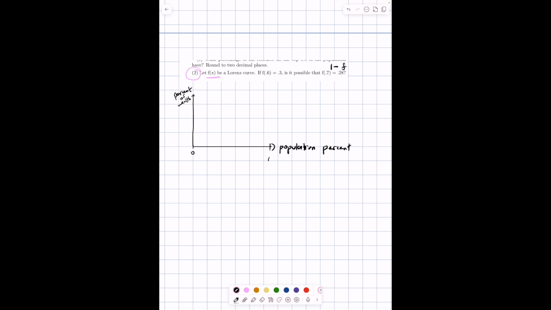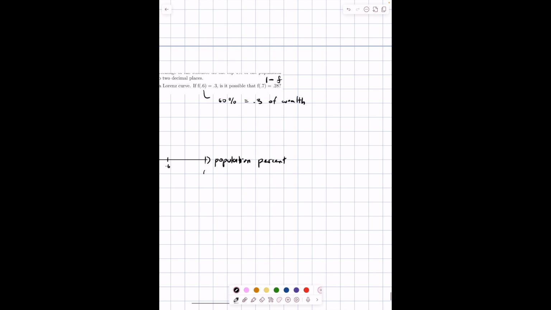And so now let's go back to the question. It's saying that f of 0.6 is 0.3, so this is saying 0.6, or 60% of the population, has 0.3 of the wealth. And it's asking you, if that is the case, is it even possible that 70% of people have 28% of the wealth?